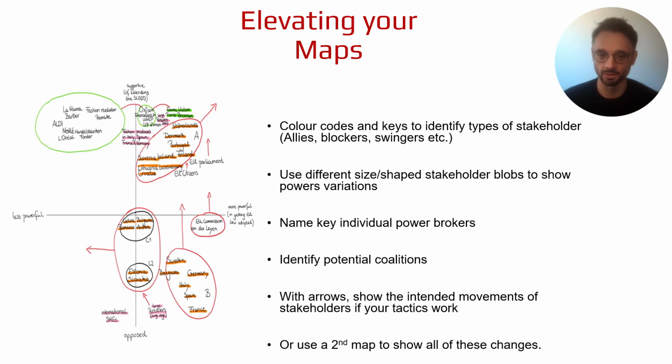Always try and aim to break down those monoliths, even in identifying individual key powerful stakeholders that you might need to influence. Identify coalitions where possible, thinking about who you can network together to build that power with. And lastly, if you really want, use a second map, so it's very easy to see what the new system will look like should your influencing strategy unfold as intended.